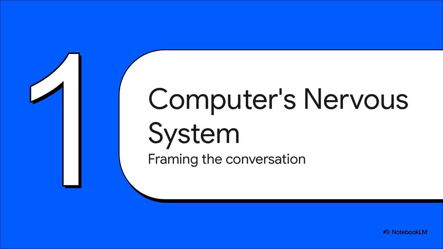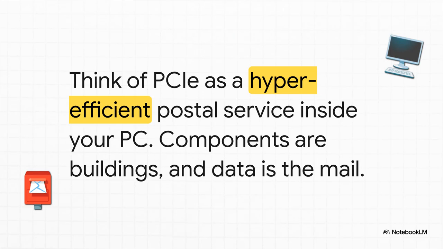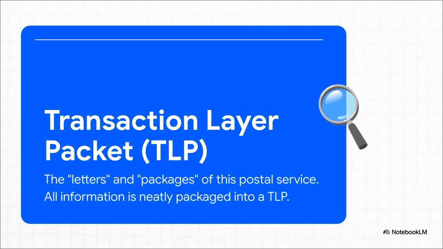Now, to really wrap our heads around this, we need a good analogy. And honestly, the best way to think about PCIe is like an insanely efficient postal service running inside your computer. Your CPU, your graphics card, your SSD, they're all like different buildings in a city. And the data they're constantly zipping back and forth, well, that's the mail. And in this postal system, every single piece of mail, every letter, and every package is called a transaction layer packet, or a TLP for short. It doesn't matter if it's a tiny little command or a huge chunk of a video file, it gets sealed up in one of these standard TLP envelopes before it goes anywhere.